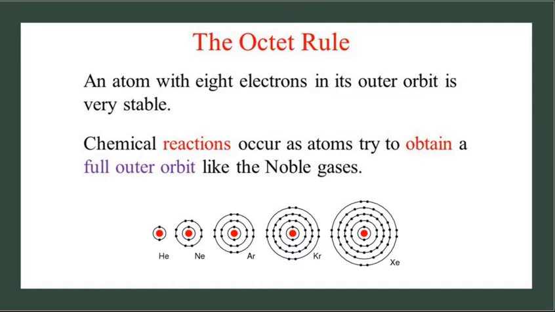Okay, chemical reactions, which is what we're going to be dealing with, bonding and things like that, are going to happen in order to try to fill that outer level so that they're stable and non-reactive, just like the noble gases.